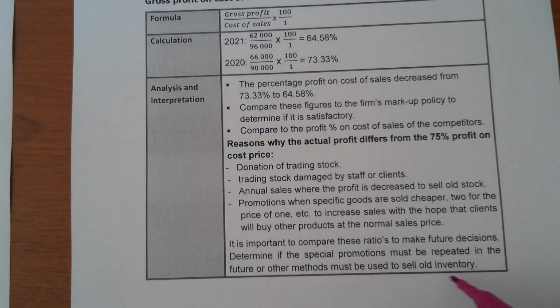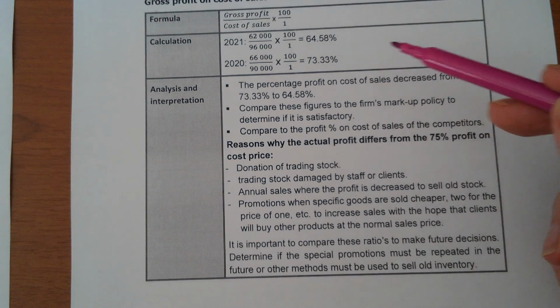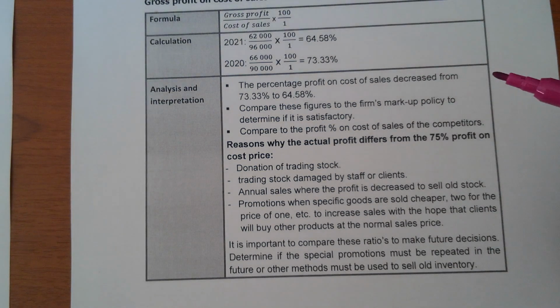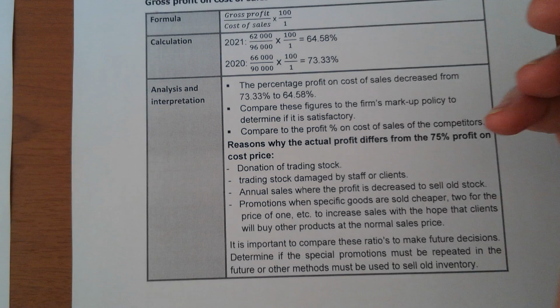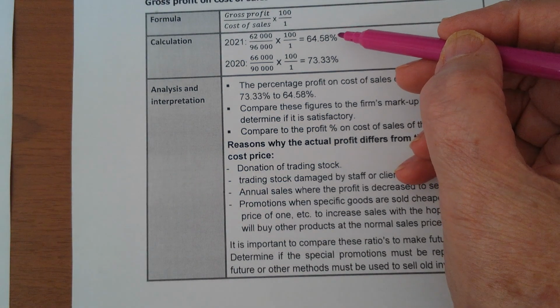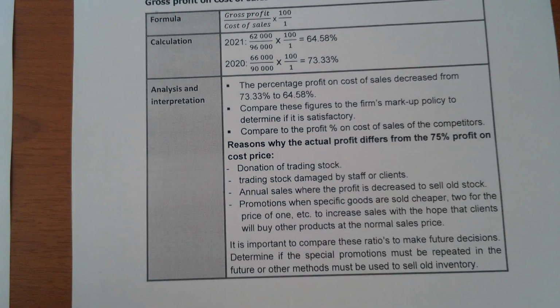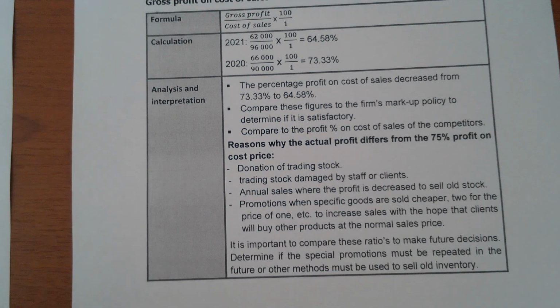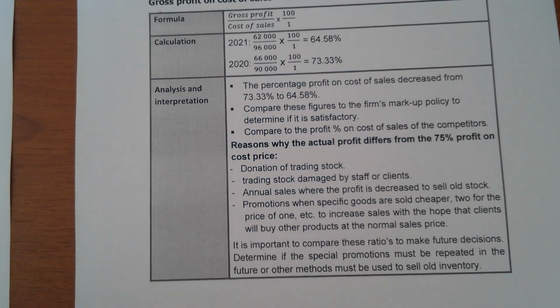If we can find another way to sell the old stock, then we must rather try and sell all our products at the normal price. So the main reason why the profit percentage is lower than the 75 is normally because you have special promotions, or you have annual sales or 3-monthly sales, and that means that you sell the products at a lower price than the normal one.